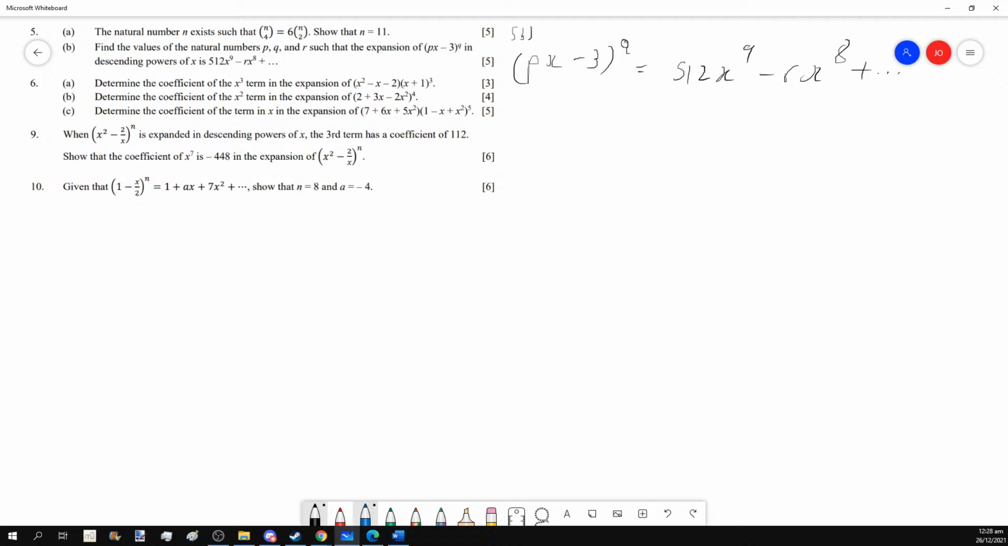What we will do is we are going to start with the person on the left. P, oh man, why are you so ugly? Right, (px minus 3) to the power q. We're going to start with this guy, and we're going to use the binomial theorem. It's going to give us the first object like this, the second object.